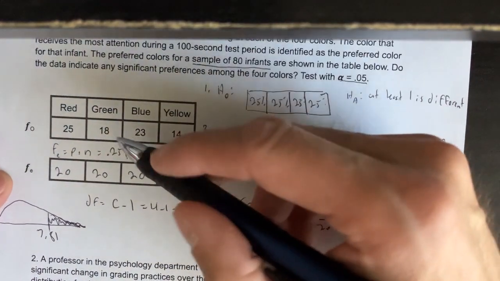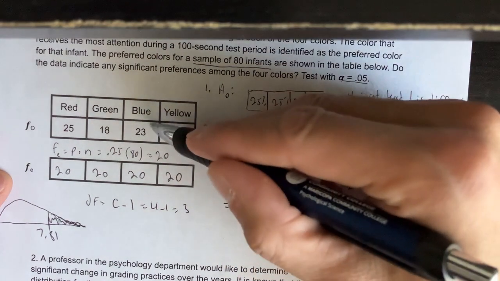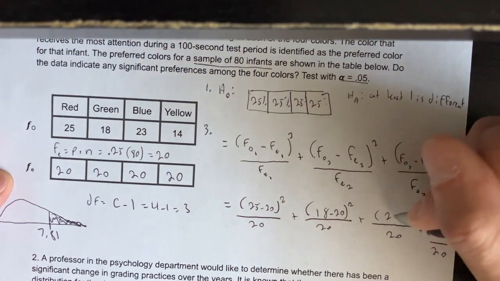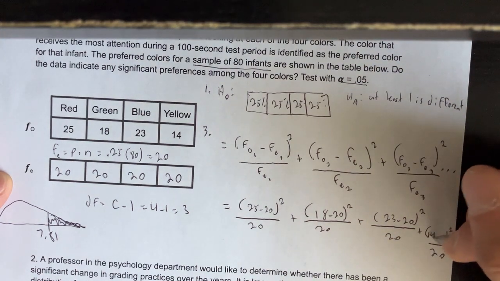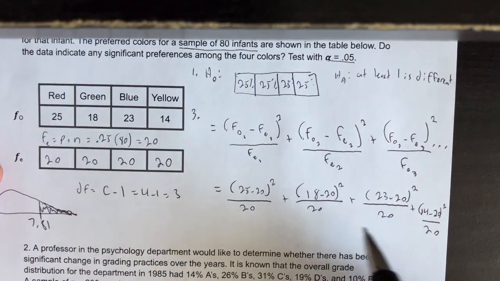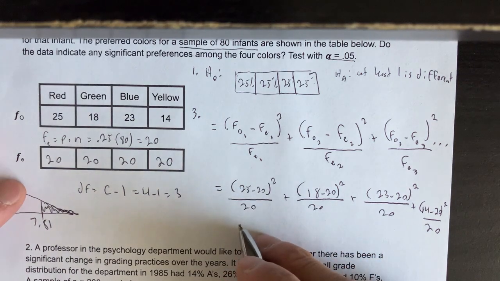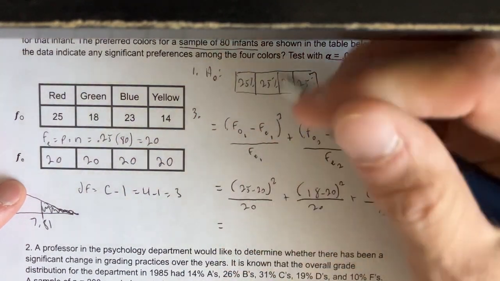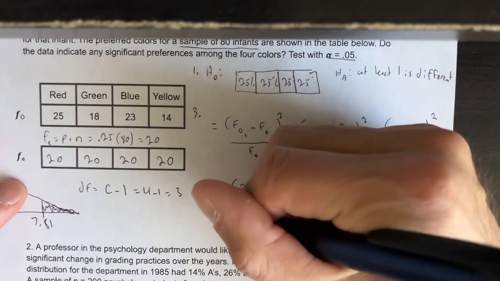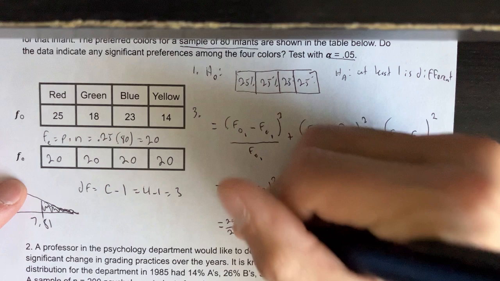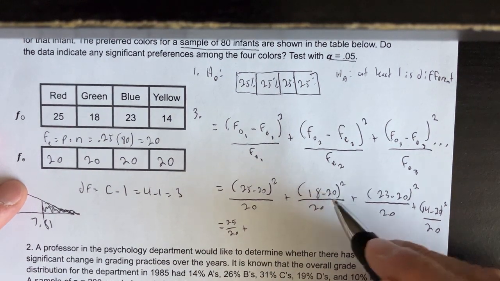All of them are going to have a denominator of 20 because that's the expected outcome for each category. The second term is 18 minus 20 over 20. The third is 23 minus 20 over 20. And the fourth is 14 minus 20 over 20. I'm going to make the numbers pretty small down here, hopefully you'll still be able to see it. So 25 minus 20 is 5, squared is 25, over 20, plus 18 minus 20 is negative 2, squared is 4, over 20.